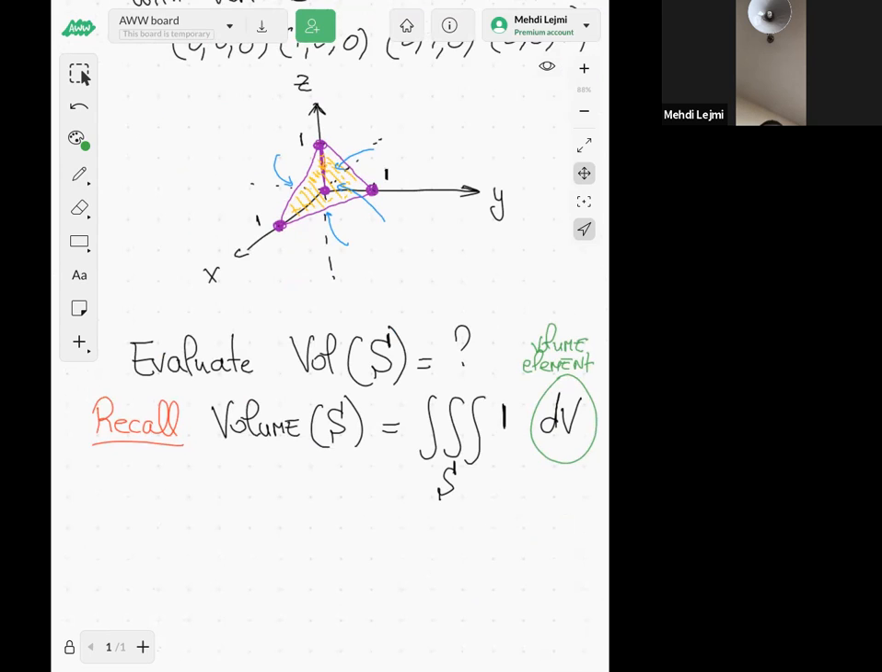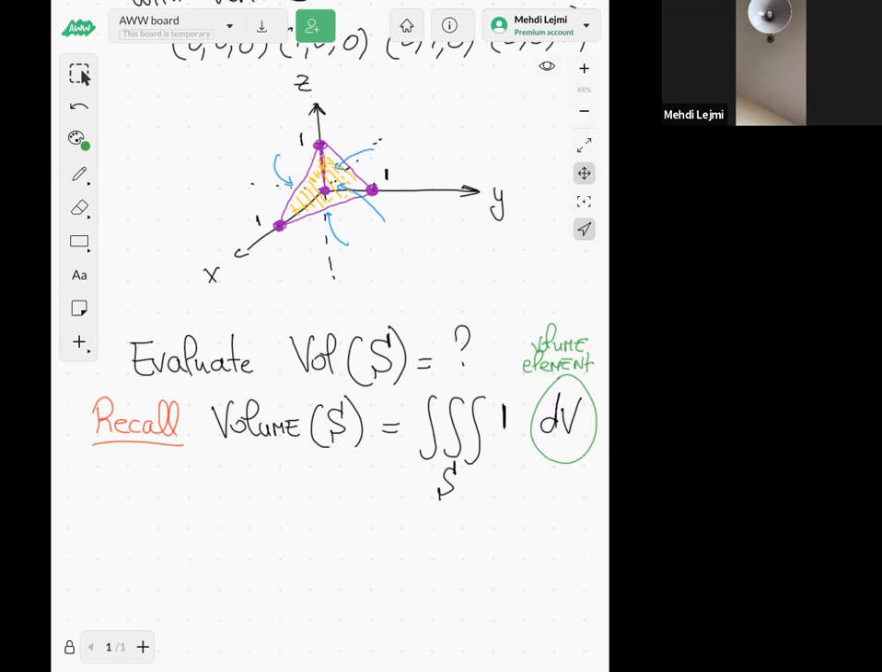You're probably going to need to find the equation of a plane. You're supposed to have learned this in Calc 3, but I'm going to remind you anyway how to find the equation of planes.